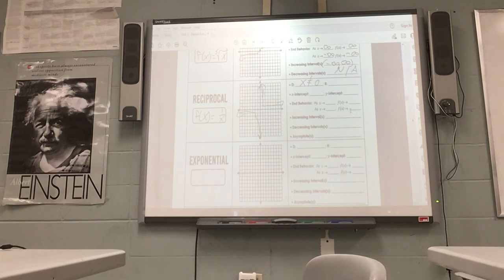Okay, what about your range? It goes up forever, it goes down forever, but there's one point up and down it does not touch. So again, y is not equal to 0. And my x and y-intercept: it does not have an x-intercept or a y-intercept, so we get NA on both of those, not applicable.